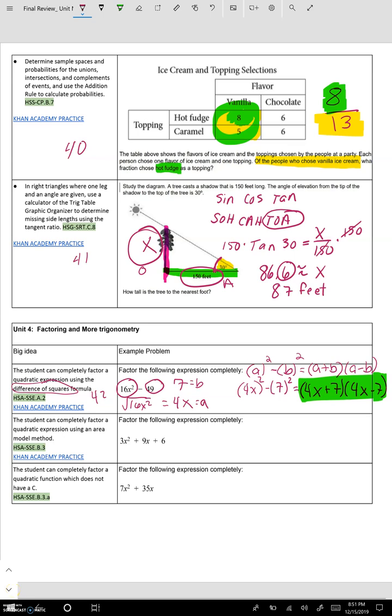All right, you guys, we're factoring an expression completely using an area model, or as we like to call it, the X box. So I'm going to go ahead.